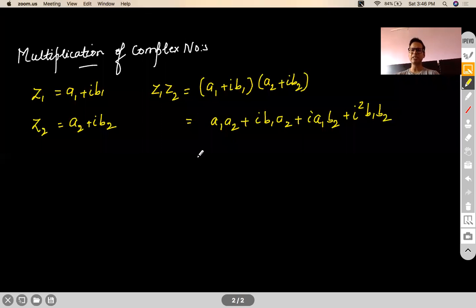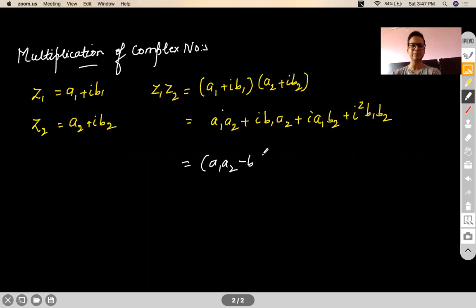Normally we write the real terms together, and the imaginary terms together. So the real term is the first one and the last one. So it's A1 A2, and i square we all know is -1, so it's minus B1 B2. And if you take an i common, it becomes A1 B2 plus A2 B1.